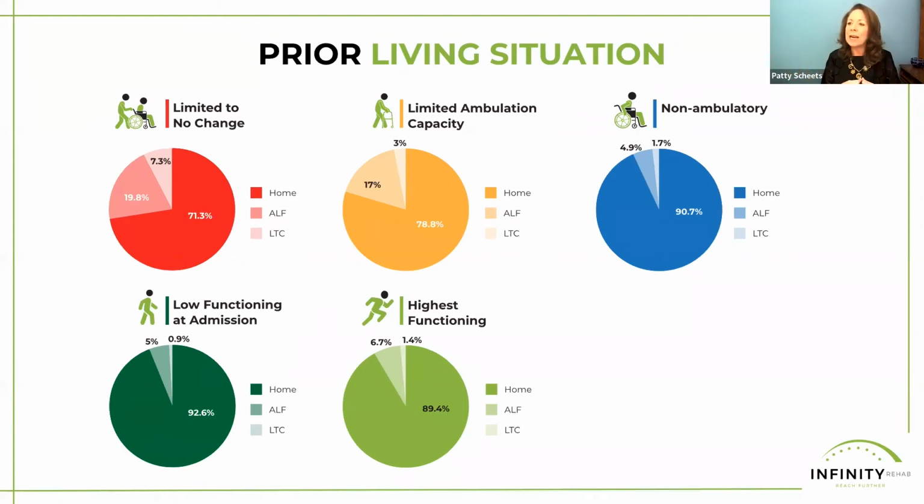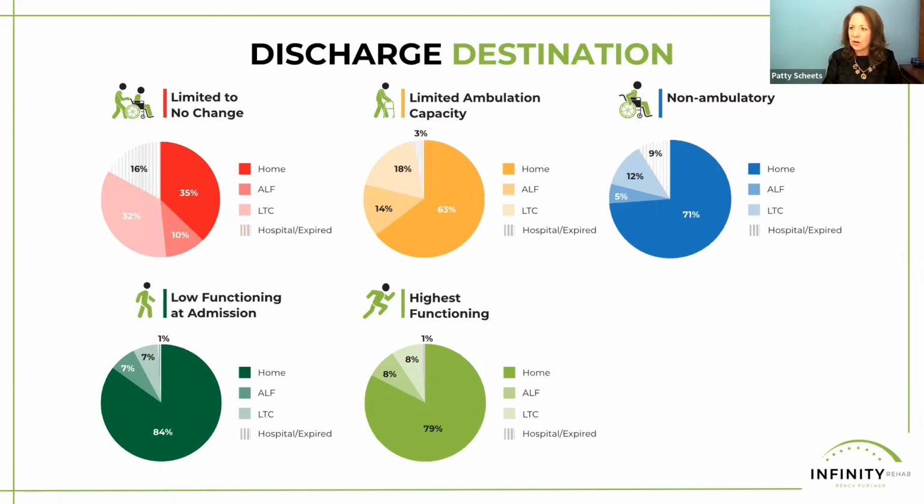And what we're showing here is, again, the proportion of patients who are, prior to coming into skilled nursing, living at home in the darkest color, assisted living in the middle, and long-term care in the lightest color. But let's look at what happens by discharge.